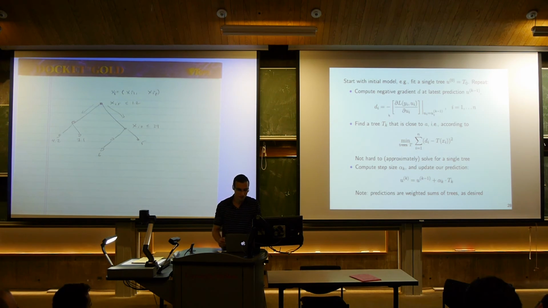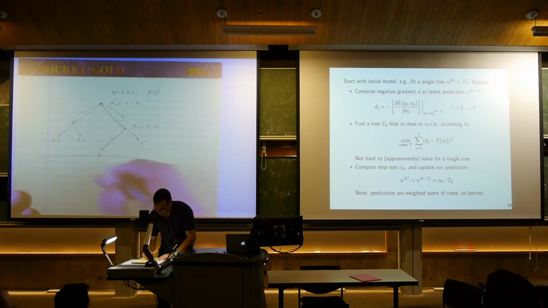It's the negative gradient. Then, instead of actually moving in the direction of d, which I would usually do in gradient descent, where I would add something like t times d to u, I find a tree that's close to d. Sorry, that should say d, it's a typo. So I find a tree that's close to d.